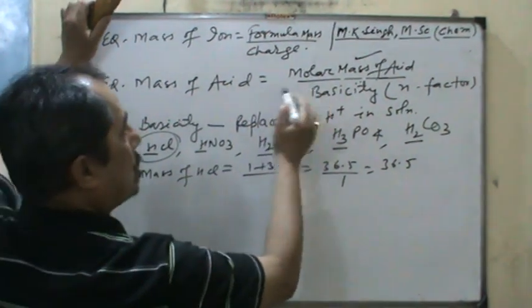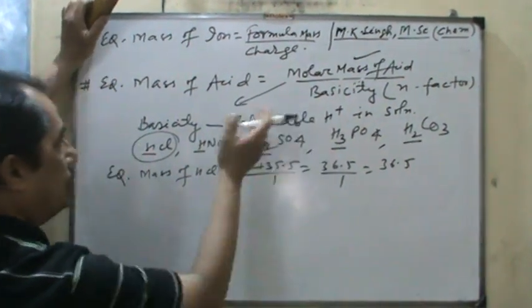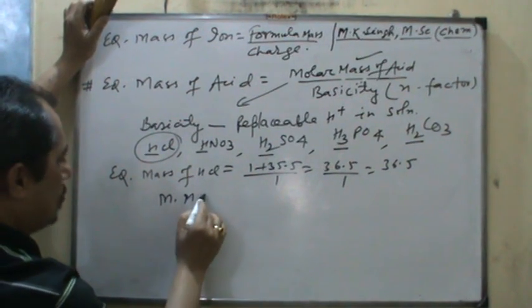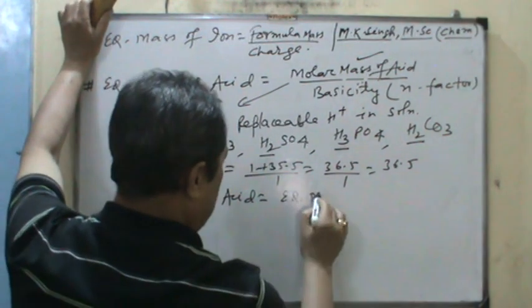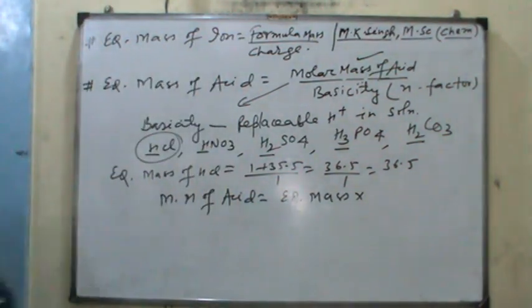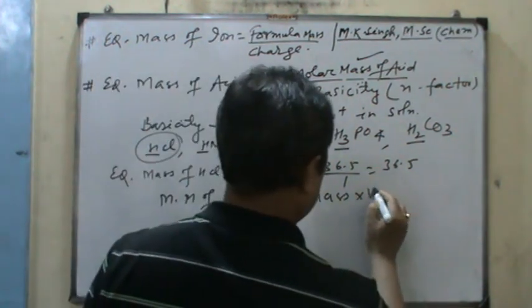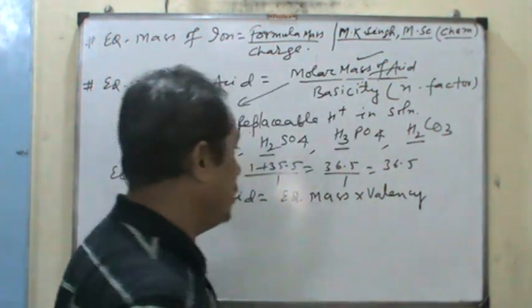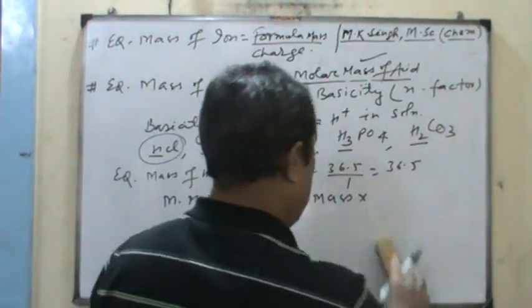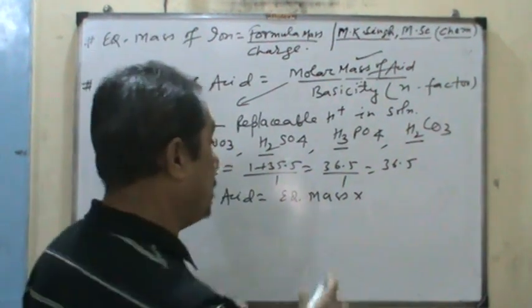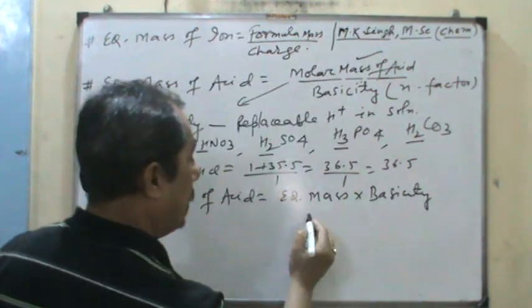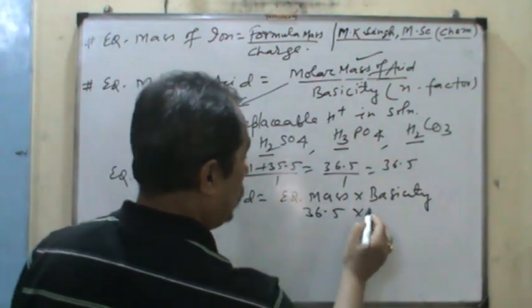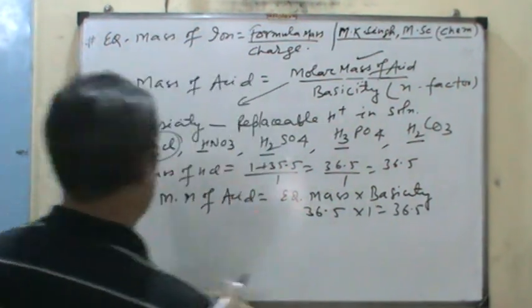You correlate the relation of molar mass. If I have to find the molar mass, then my dear students, molar mass of acid is equal to equivalent mass into basicity. So tell me, what is the equivalent mass and what is the basicity? 1. This is the way you can correlate this.